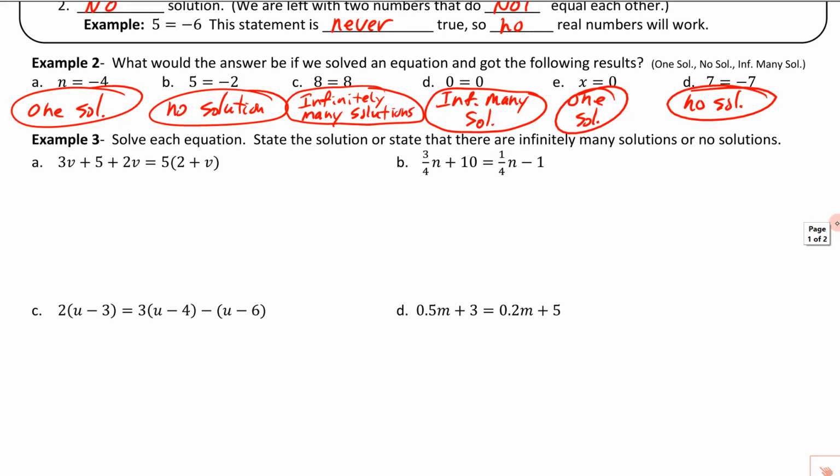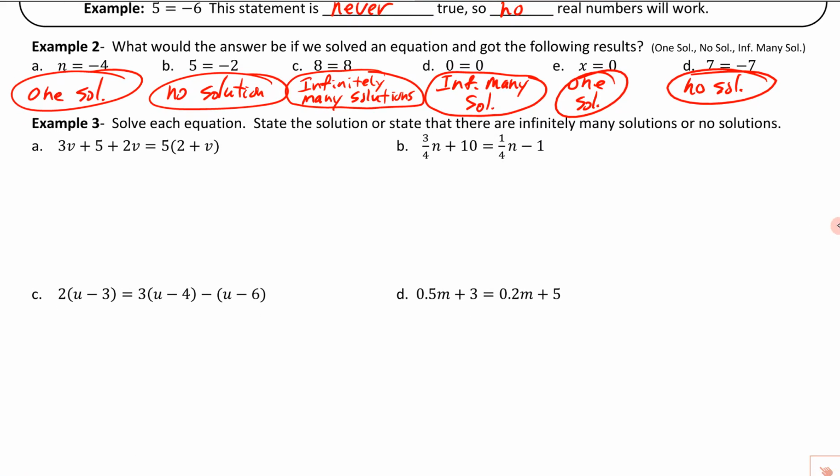Now what I've got down here is some practice problems where we're just going to solve them like we normally would, and we may get some that have answers, we may get some that have no solution, and we may get some that have infinitely many solutions. So let's see if we can spot the ones that are the tricky ones. So let's go ahead and do this.